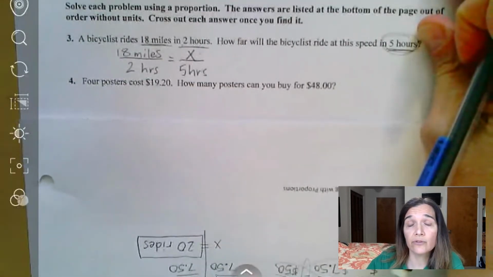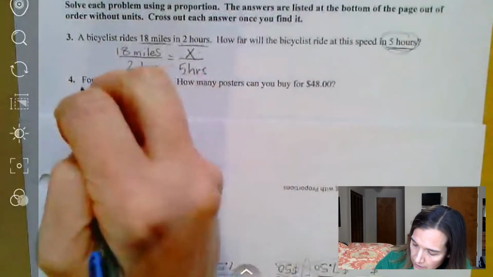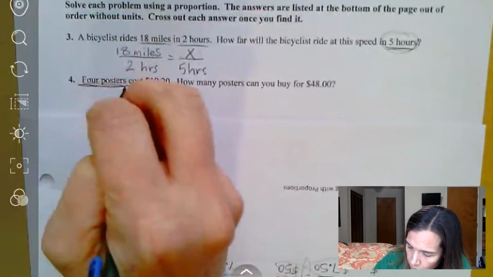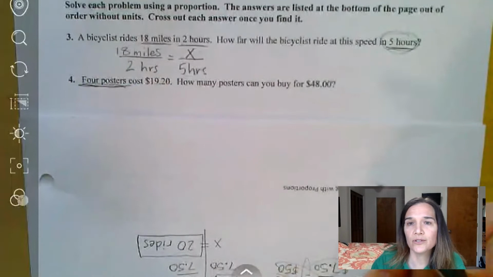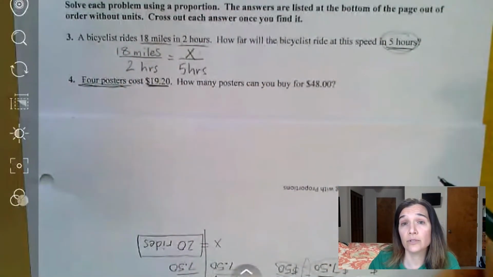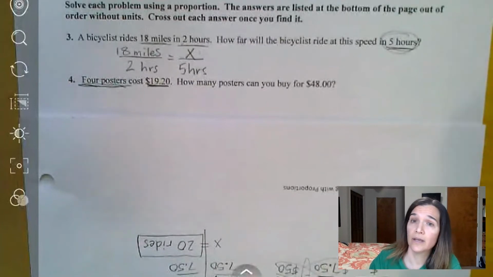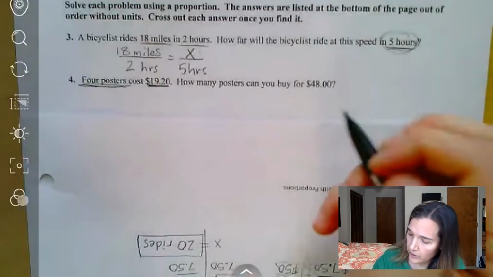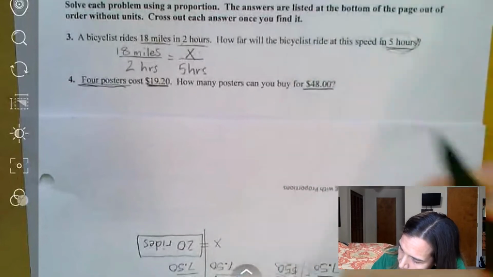Same thing for number 4, 4 posters. Ooh, they didn't write the number as a number. They have it in a word form. Oh dear. 4 posters costs $19.20. So I already have my 2 numbers in the first sentence with their units. How many posters can you buy for $48? There's my third number with its unit, dollars.